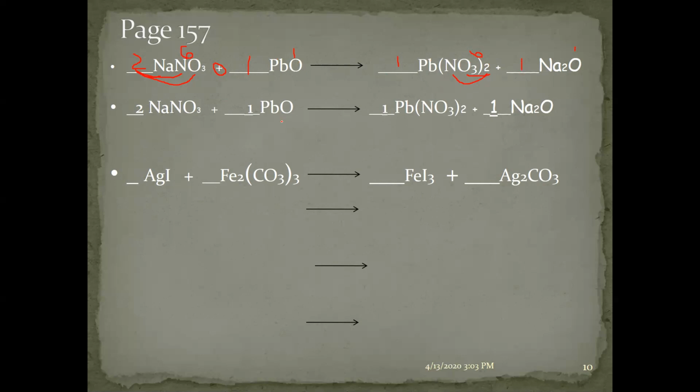Let's start with Ag. Ag is 1 on this side and 2 over here. So I would put a 2 here to start, and we're going to come back to that in just a moment. You'll see why. Next, iodine. We just put a 2 here, that gets distributed. So I2. On this side, I3.